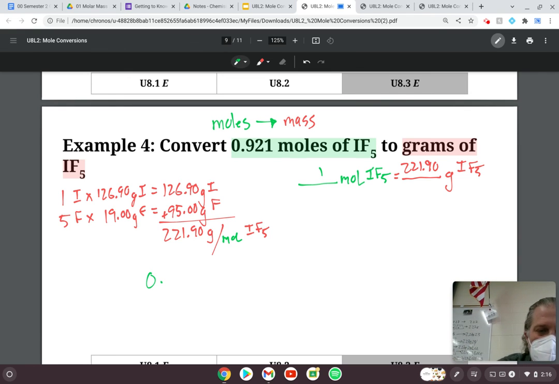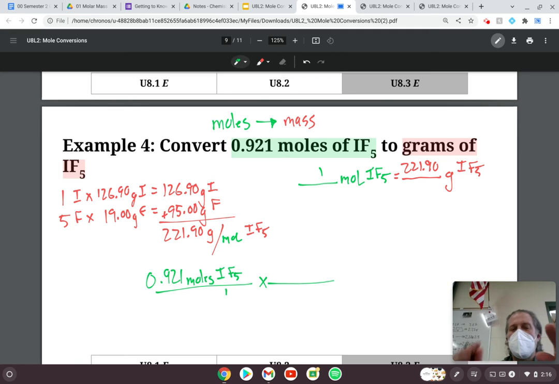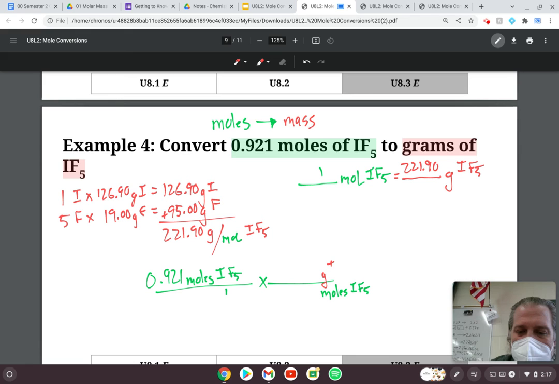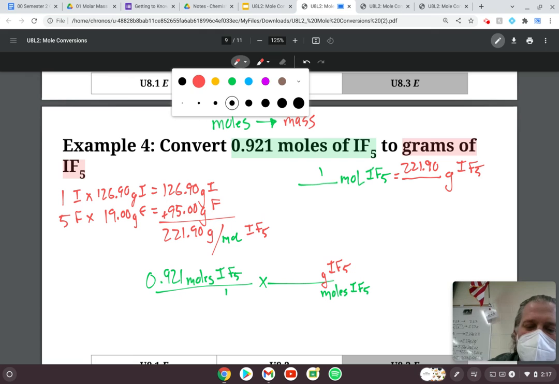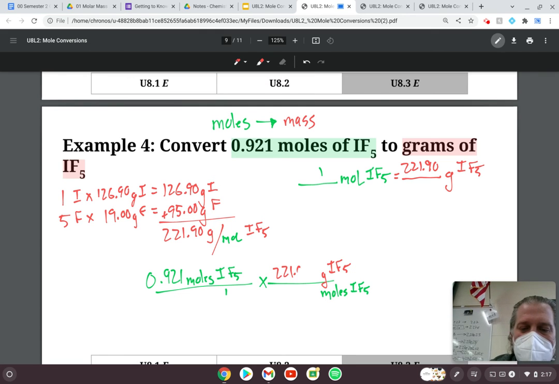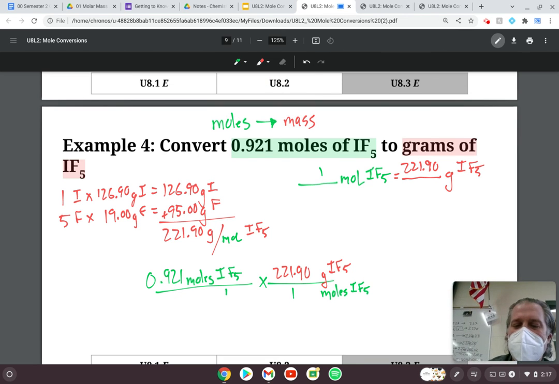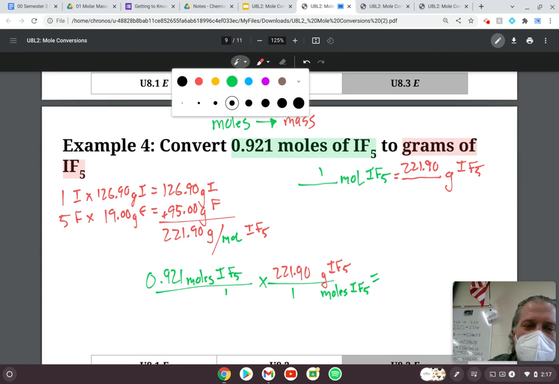So I'm going to take these 0.921 moles of IF5, put it over 1. And because I'm going moles to mass, it's a one-step problem. And I need to set the problem up so that moles cancels out. So I'm going to put moles of IF5 on the bottom, grams of IF5 on the top. And so now I'm going to fill in my values. So 221.90 grams of IF5 on the top over the 1 mole of IF5. And so now I'm going to calculate this math out here.